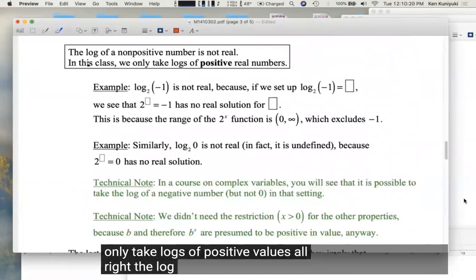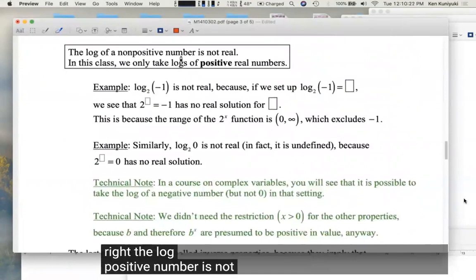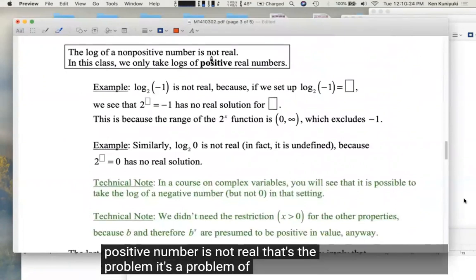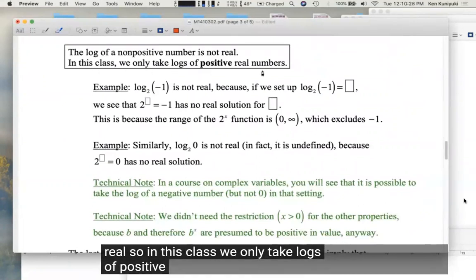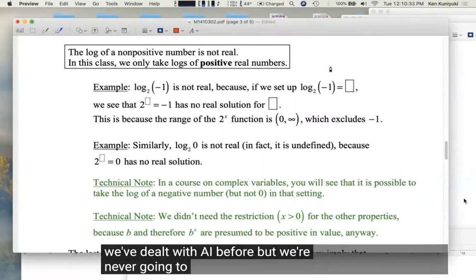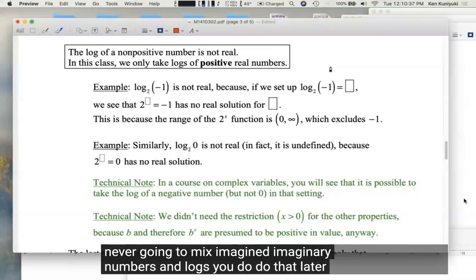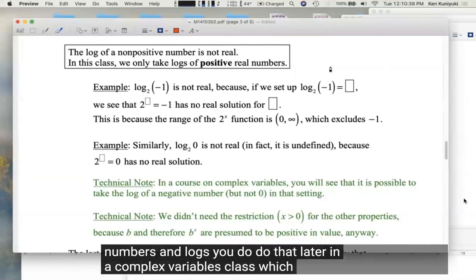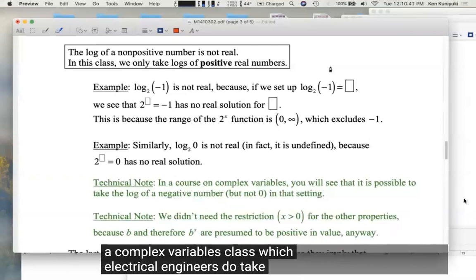All right, the log of a non-positive number is not real. That's the problem. It's a problem of keeping it real. So in this class, we only take logs of positive real numbers. Now, I know we've dealt with i before, but we're never going to mix imaginary numbers and logs. You do that later in a complex variables class, which electrical engineers do take.